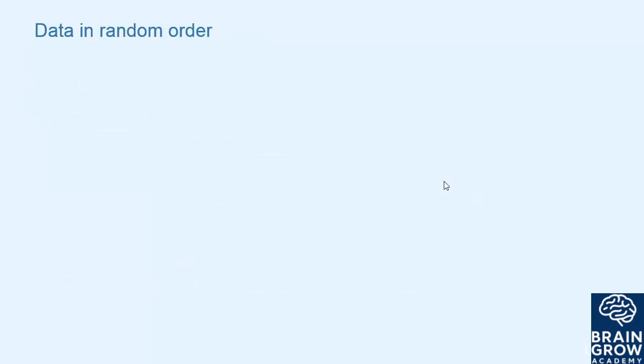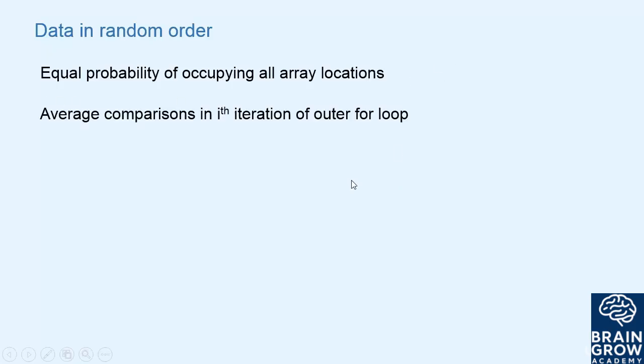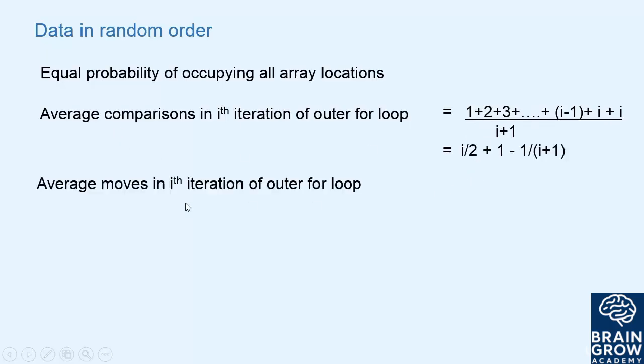Let's find out the number of comparisons and moves that have to be performed when data is in random order. In this case, we assume equal probability of occupying all array locations. So average comparisons in ith iteration of outer for loop will be this much. We have seen that A[i] could be placed in i plus 1 locations and the number of comparisons in each case were this. So the average comparisons come out to be this much. Now average moves in ith iteration of outer for loop will be this much.